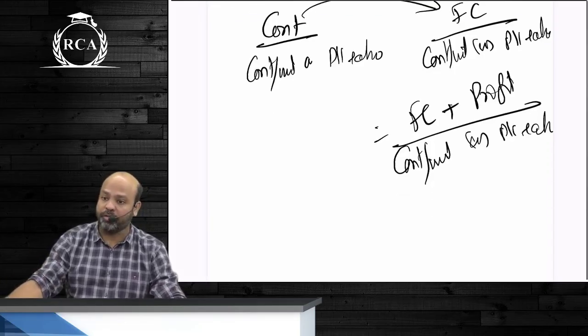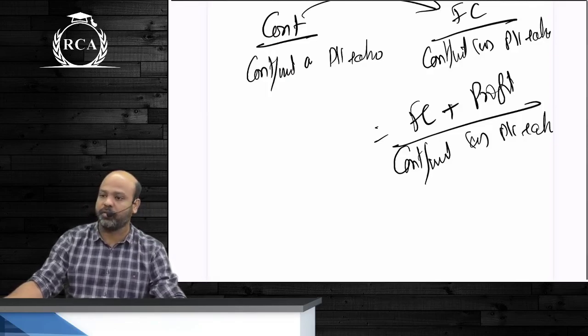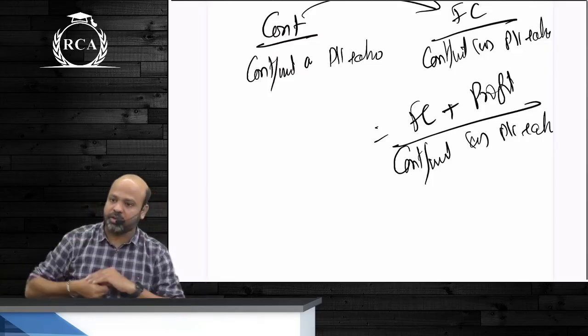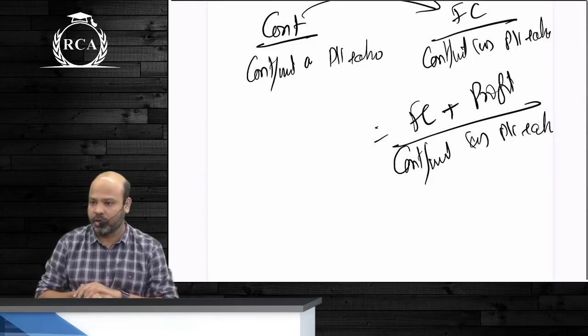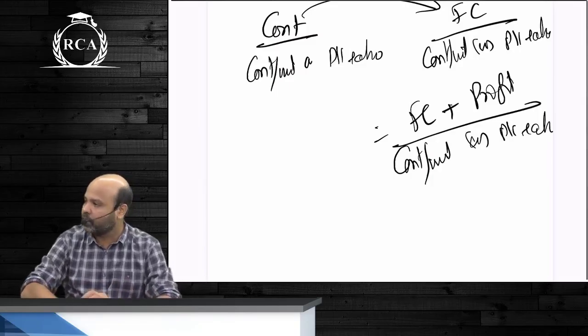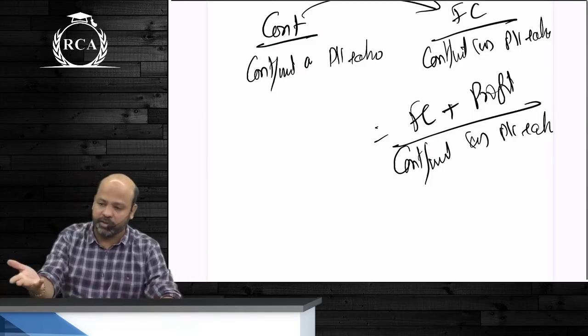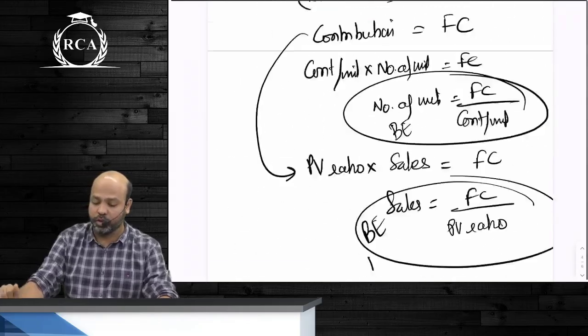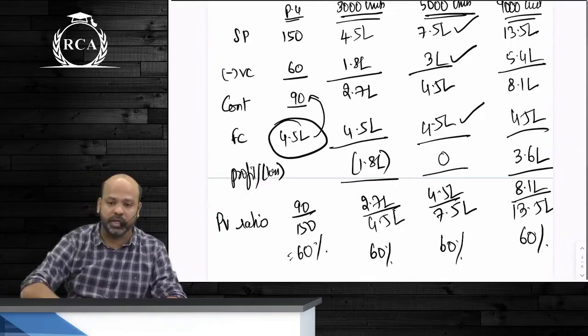You want to make profit, it is fixed cost plus the amount of desired profit divided by contribution per unit or PV ratio. Are you getting this? How much is fixed cost in our example, beta? 4,50,000. Profit is 3,60,000. How much will be your desired contribution? That is 8,10,000 divided by 90 rupees per unit. You will exactly come back to 9,000 units. At 9,000 units, you are making a profit of 3,60,000.